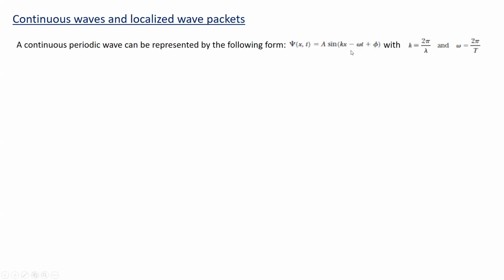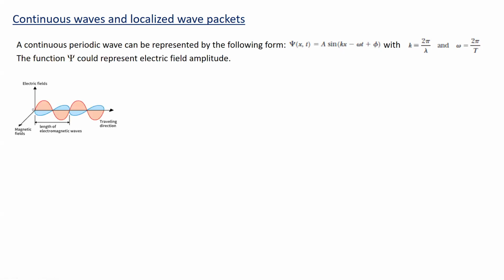Let me remind you, you might be more familiar with wavelength and period, but k is the wave number, which is 2 pi over lambda, and omega is the angular frequency, which is 2 pi over the period, or 2 pi times the natural frequency. And then phi here is just a phase to shift the origin of the continuous wave.